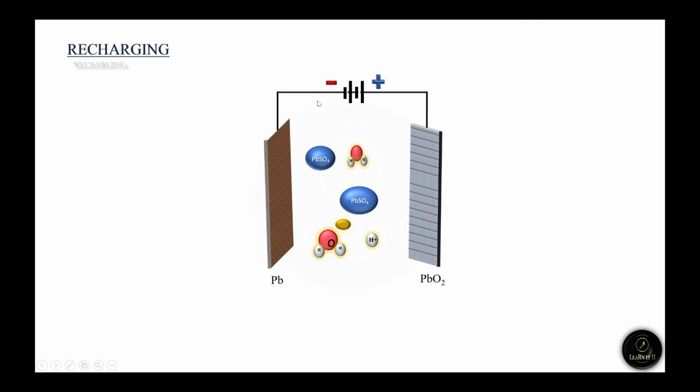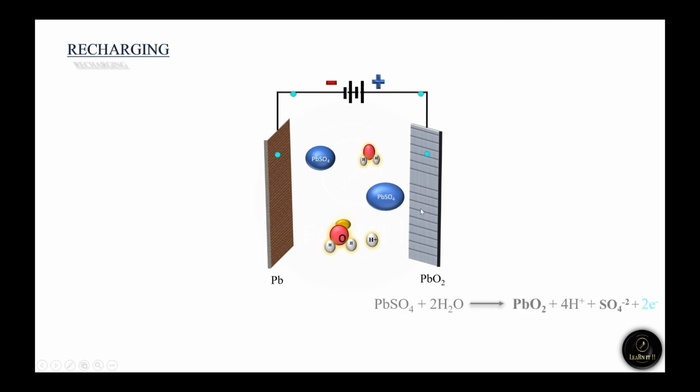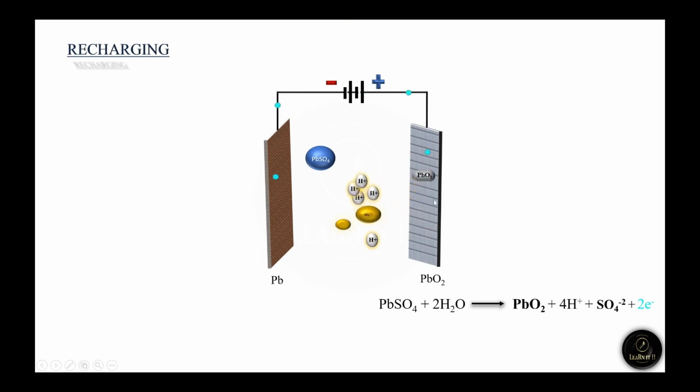We know at the positive terminal of the battery, the consumption of electrons takes place. That's why the lead oxide plate is positively charged. So this will attract lead sulfate and 2 water molecules towards it, and they will undergo oxidation to form lead oxide, 4H+ ions, 1 SO4 2- ion and 2 electrons. The place where oxidation takes place is called the anode. So there will be deposition of lead oxide at the lead oxide plate from the lead sulfate.